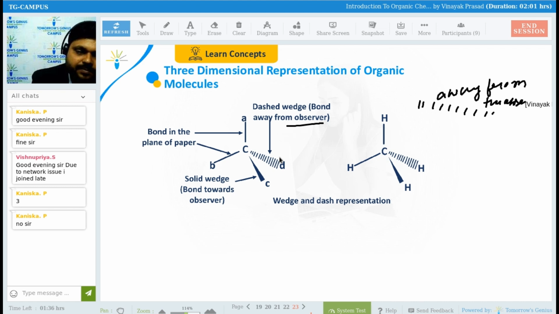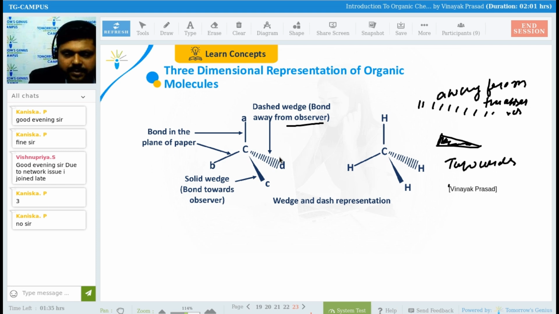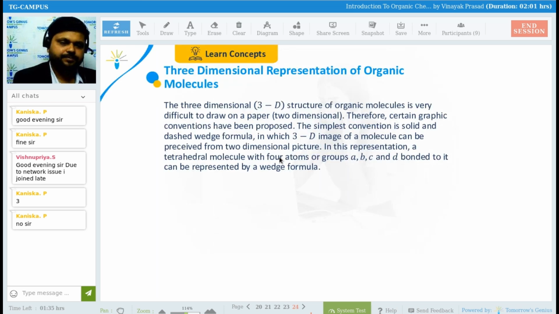Okay. And this strong line or strong bond represents bonds towards the observer. Towards the observer. Okay, any doubt? No? Now, come to the next point.